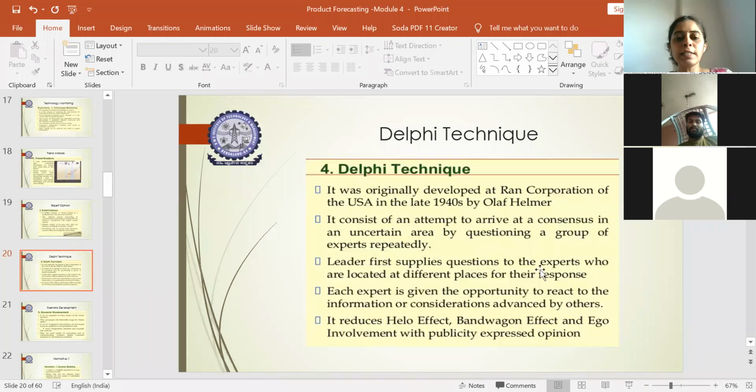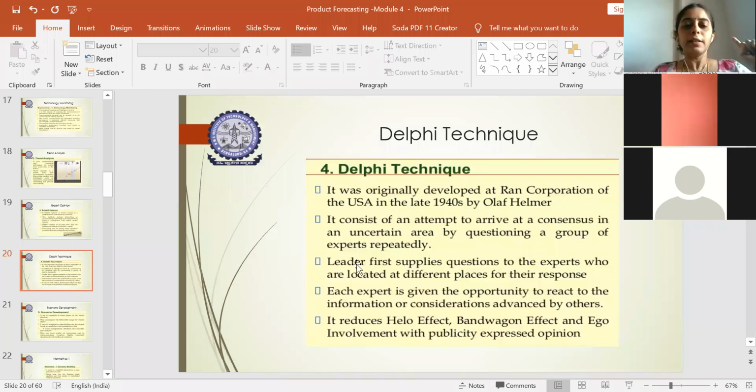It consists of an attempt to arrive at a consensus in an uncertain area by questioning a group of experts repeatedly. You will have a team of people who are well versed in many areas. This group of people will be asked questions repeatedly. The questions will be shot out one by one related to the problems associated with the product which is already there in the market, and these experts will be able to answer. They will grab the information from these experts and use it.